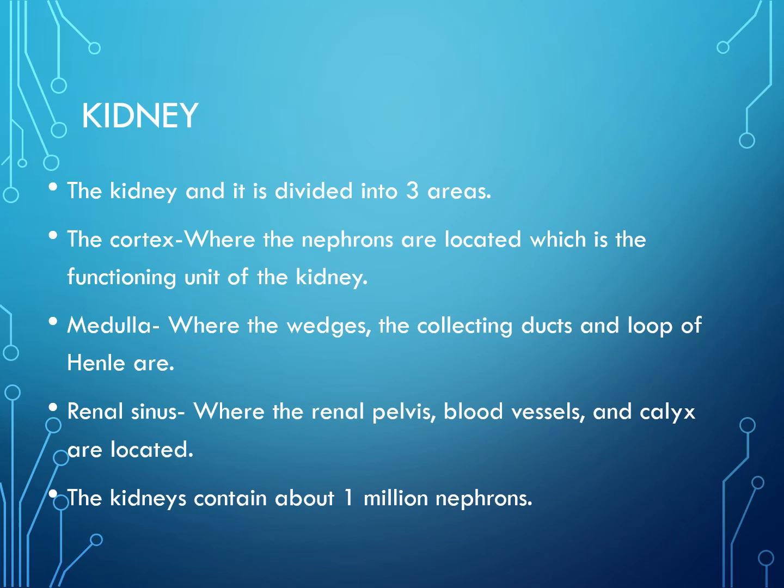The kidneys are divided into 3 different areas: the cortex, the medulla, and the renal sinus. The cortex is where the nephrons are located, which is the functioning unit of the kidney, and our kidneys contain about 1 million nephrons. Patients who experience renal problems will most likely have fluid and electrolyte imbalances. Intake and output is really important to assess with these patients, as well as daily weights. And again, fluid and electrolyte disorders are going to occur with anyone having acute kidney injury or chronic kidney failure.